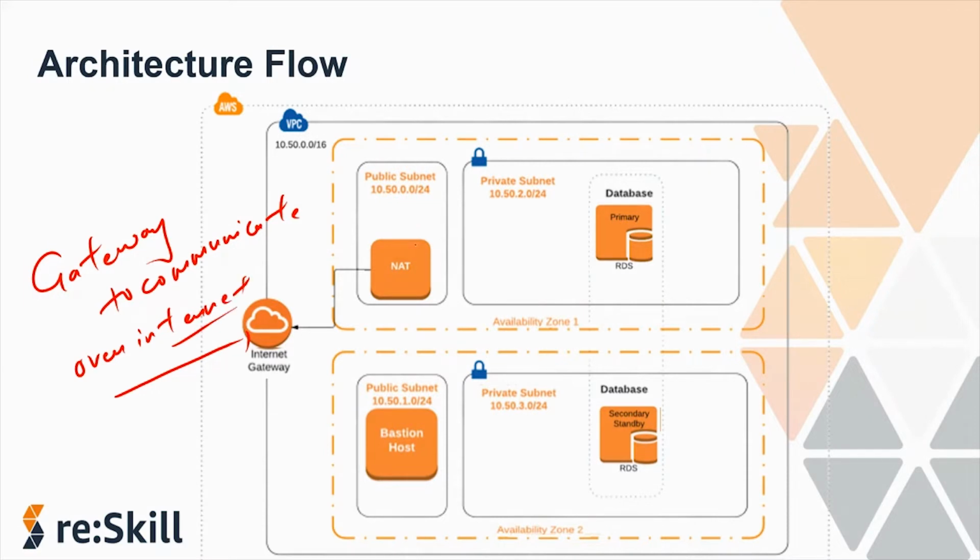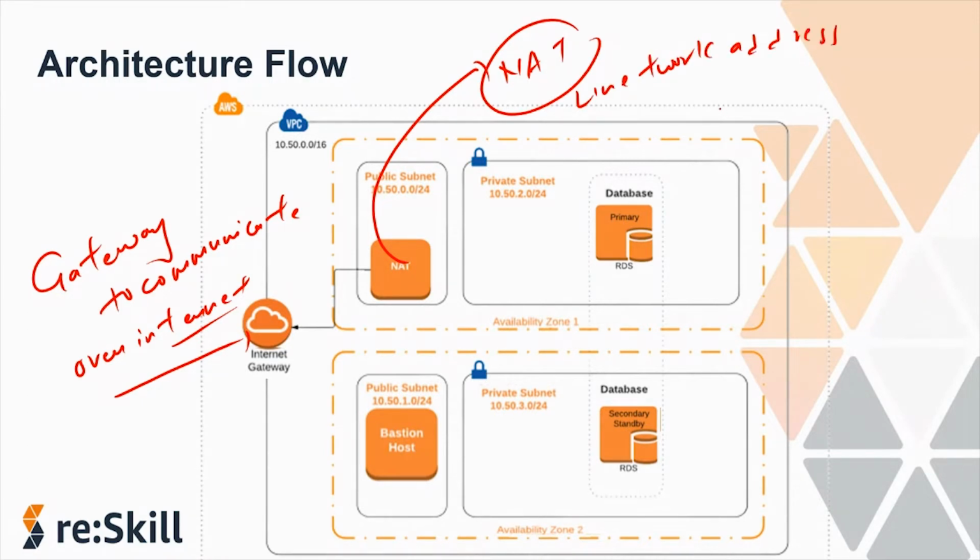And if you will see this NAT component, it stands for network address translation. It will act as a gateway when you have to redirect traffic from a private subnet to the internet, or you have to initiate an indirect communication from the private subnet to the internet. NAT will come into the picture. So these are the components which exist in a VPC, and this is the architecture flow diagram.